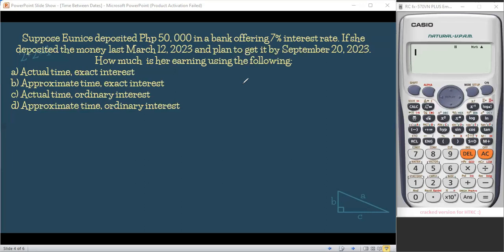So kanina po, na-compute na natin kung ano po yung time in between March 12, 2023 at September 20, 2023. And using the actual time, ang na-compute po natin kanina is 192. And under naman po by approximate, ang na-compute po natin is 188. Now, sabi po dito, di ba, how much is her earning? Pag sinabi po nating earning, that is interest. So we have I is equal to PRT.